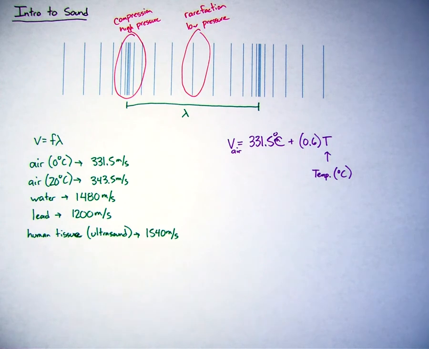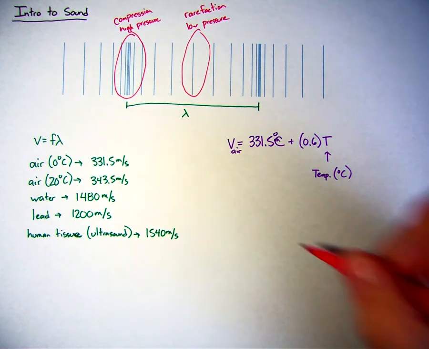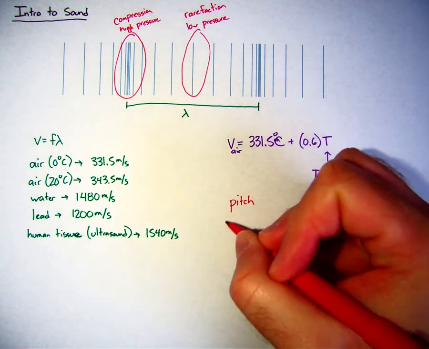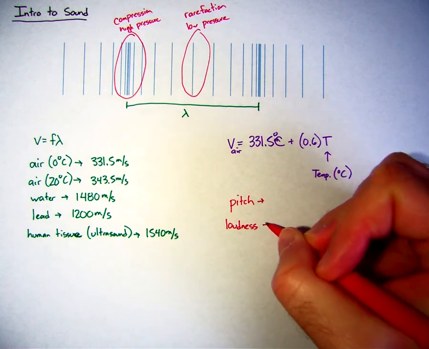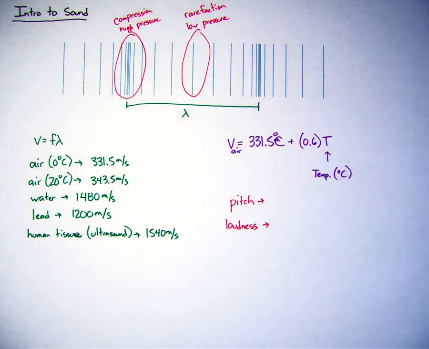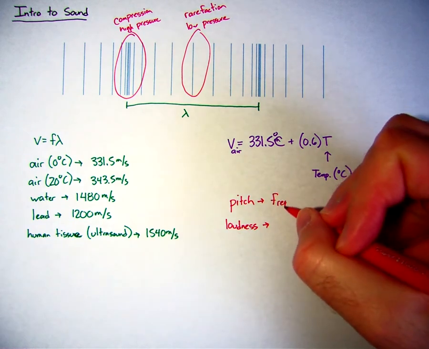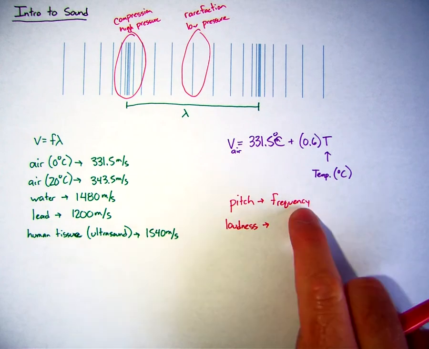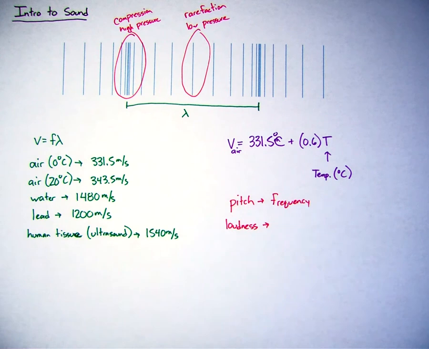Now the other thing I want to talk about is the wave itself. When you're talking about sound waves, there are a couple of terms that you hear. One is pitch, the other one is loudness. And a lot of people have a tendency to get these kind of mixed up. So I want you to understand that the pitch deals directly with the frequency of the sound. The higher the frequency, the higher the pitch. The lower the frequency, the lower the pitch. So pitch is just another term for the frequency of sound.